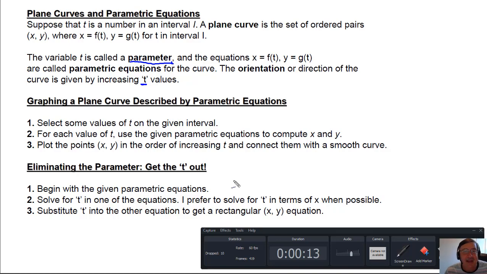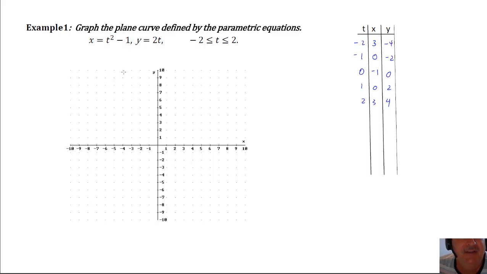All right, so let's have at it. Example 1. Graph the plane curve defined by the parametric equations x equals t squared minus 1 and y equals 2t, in the interval where t is between -2 and 2. So what we have here is our ordered pair set up. I've got t, x, and y here, introducing the parameter into the rectangular system. And notice I went ahead and put -2 to 2 for t values.